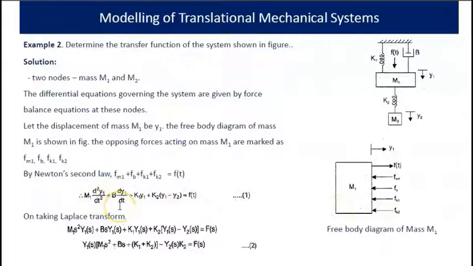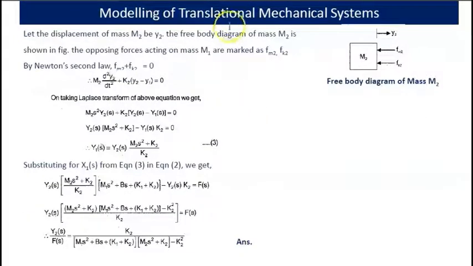So write the equation. Here again, this element K2 is connected between two nodes, therefore K2 (Y1 minus Y2). M1 d square y1 by dt square plus b dy1 by dt plus k1 y1 plus k2 into (y1 minus y2) equal to f of t. And take the Laplace transform, because we want to find the transfer function.